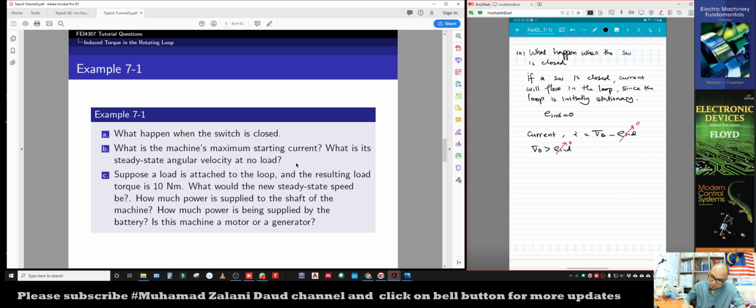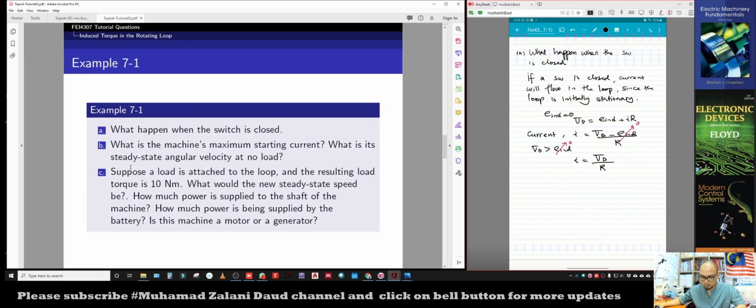I have used the equation VB equals E_ind plus IR, and I rearrange this to calculate the current: I equals VB minus E_ind divided by R. At t equals 0, when we close the switch, the induced voltage is 0, meaning we can calculate the current as VB divided by R. That is what happens at the instant we close the switch.